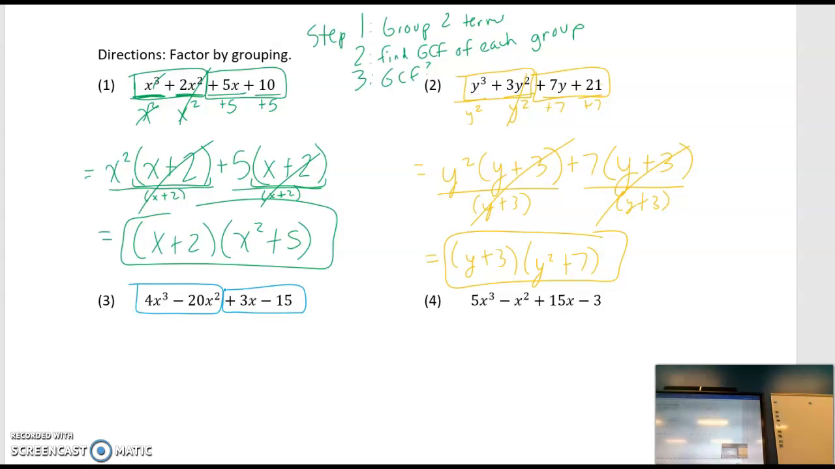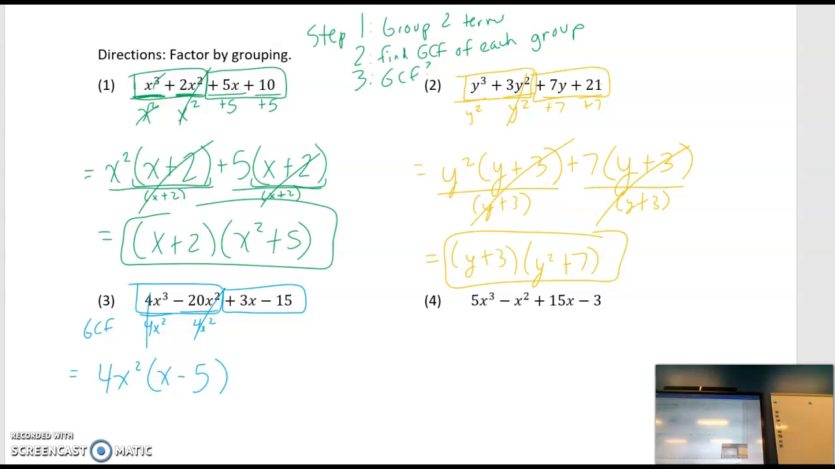So after I group, I'm looking for the GCF. So I have 4x to the 3rd minus 20x squared. So my GCF here is 4x squared. Right, that's the GCF. So I'm going to factor out a 4x squared. 4's cancel, and then I'm left with just x. 20 divided by 4 is 5. X's are gone.